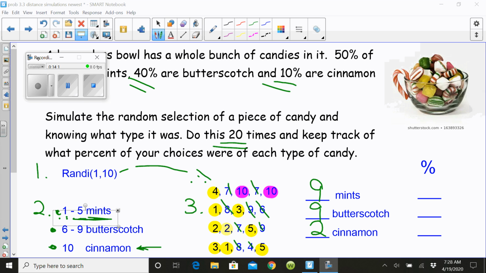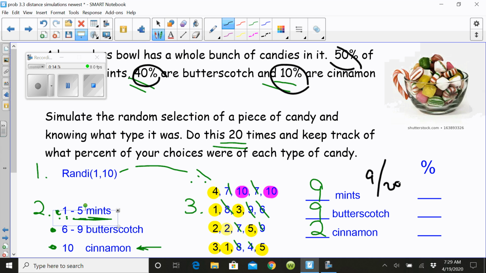Okay, so it adds up to 20. That's good. So now I'm going to calculate my percentages because 50% of the candies were mint and 40% were butterscotch, 10% cinnamon. I'm going to see what percent I got when I selected. So now I'm going to calculate my percent for mints. So I would do, let's see, I got 9 out of 20.